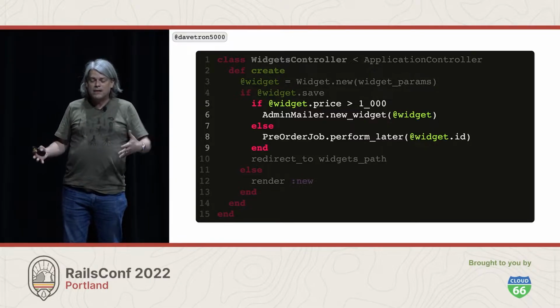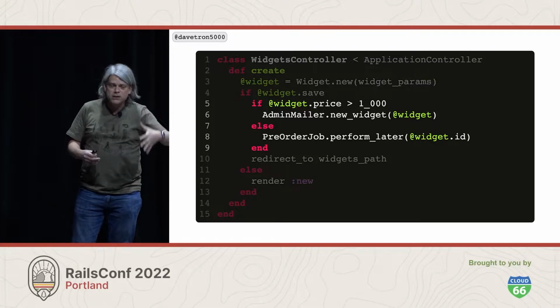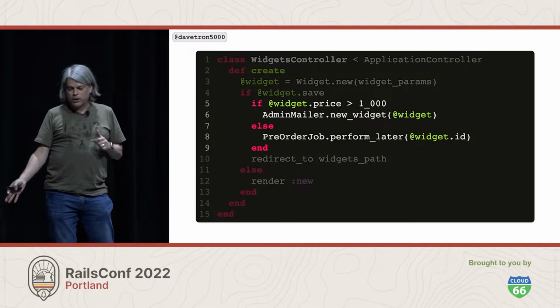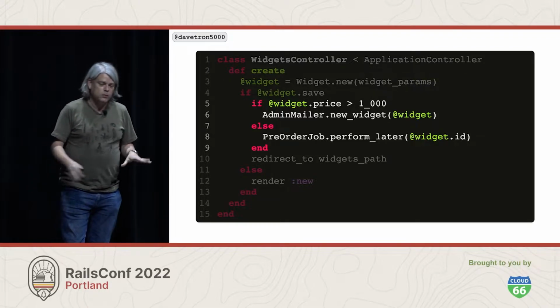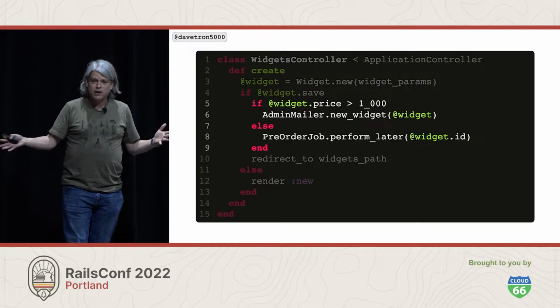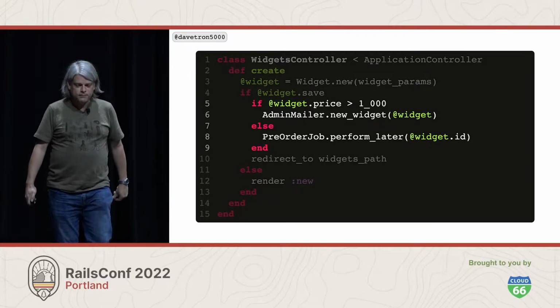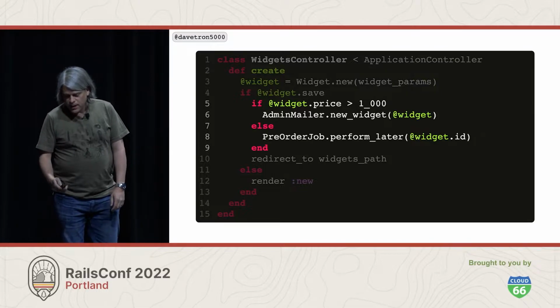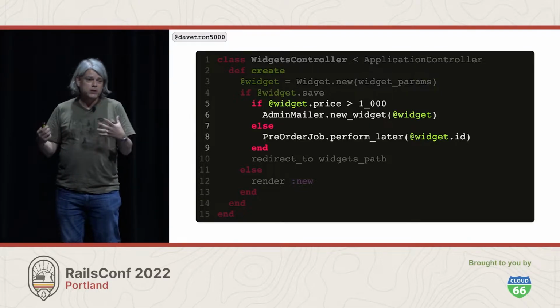So if there's something that's more than $1,000, we've got to kind of dig in, like what is this thing? How many do we think we're going to sell? It's a very nebulous process. So when you have a nebulous process, what do you do? You email somebody and they figure it out. So that's what we do. Email the admin.